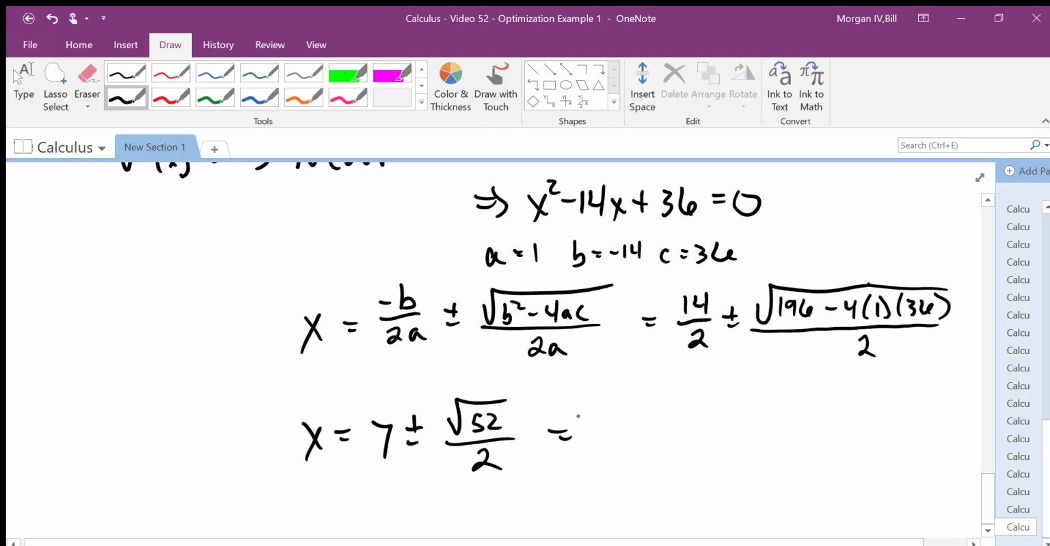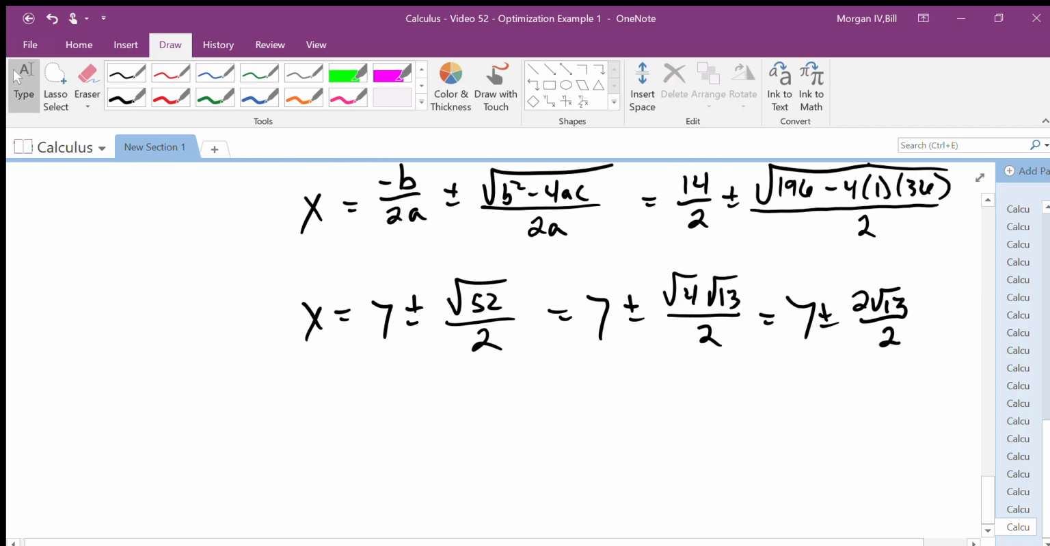That would be 7 plus or minus. 52 breaks down into 13 and 4, so let's go square root of 4, square root of 13 over 2. That's 7 plus or minus 2 root 13 over 2. That means we get x equals 7 plus or minus the square root of 13. Okay, that's two answers. Let's check them both out.